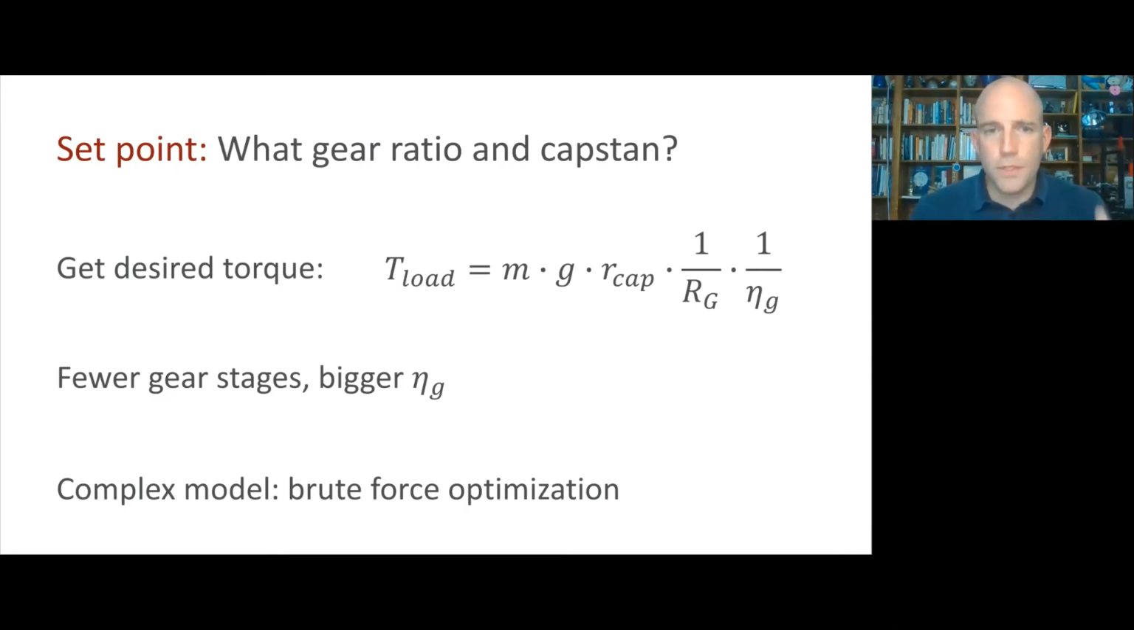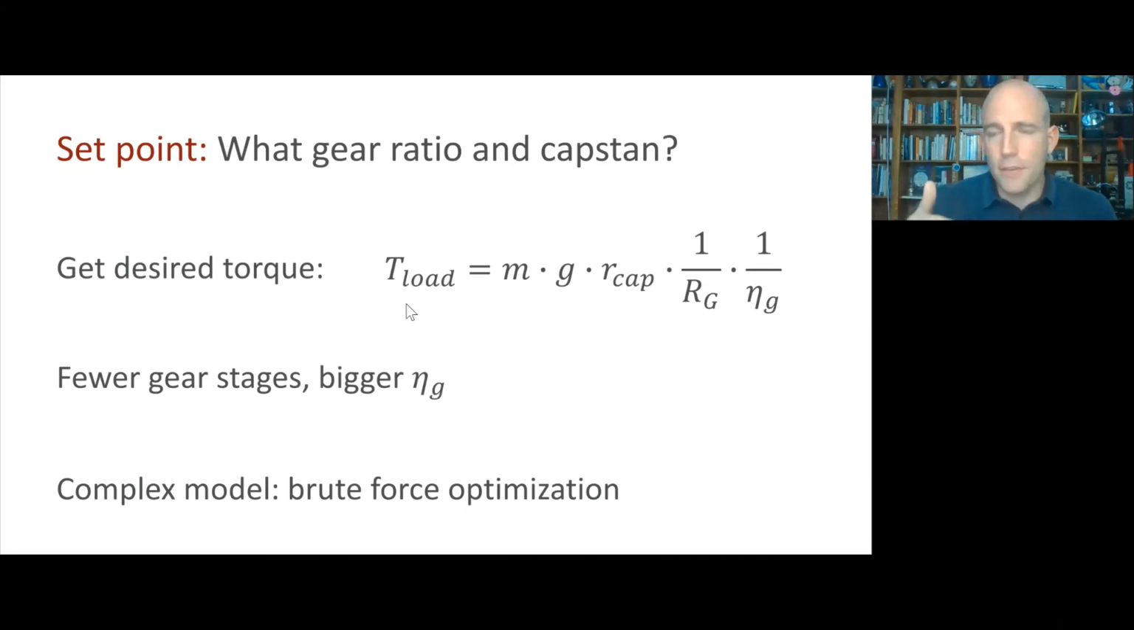Have nested for loops and try every allowable gear ratio and a wide range of plausible capstan radii. If you know the gear ratio, then you know how many stages and the total efficiency, G and M. That'll give you the load torque. If you know the load torque, you'll know what the current is, because the load torque plus friction divided by the motor constant, that's the current that the motor must experience. If you know the current, then you can go to your voltage balance equation and solve for the speed of the motor.